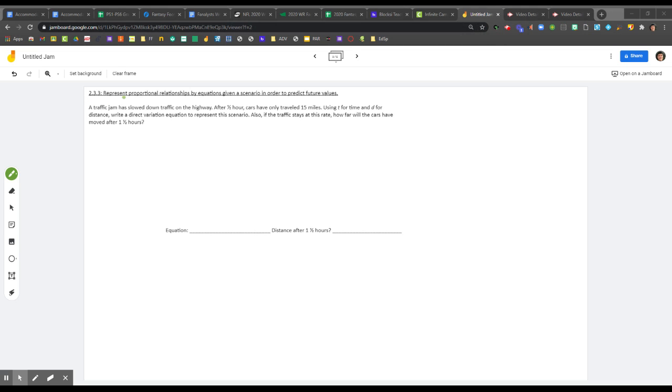2.3.3 represent proportional relationships by equations given a scenario in order to predict future values. So a traffic jam has slowed down the traffic on the highway. After 1/2 hour, cars have only traveled 15 miles. So 1/2 hour, right? 15 miles.